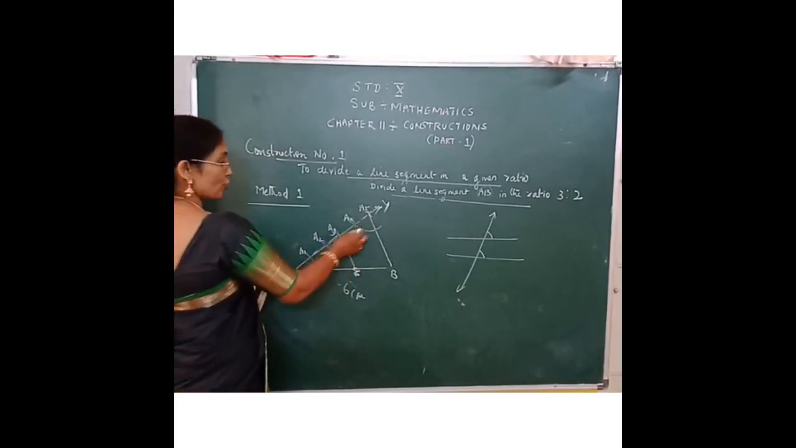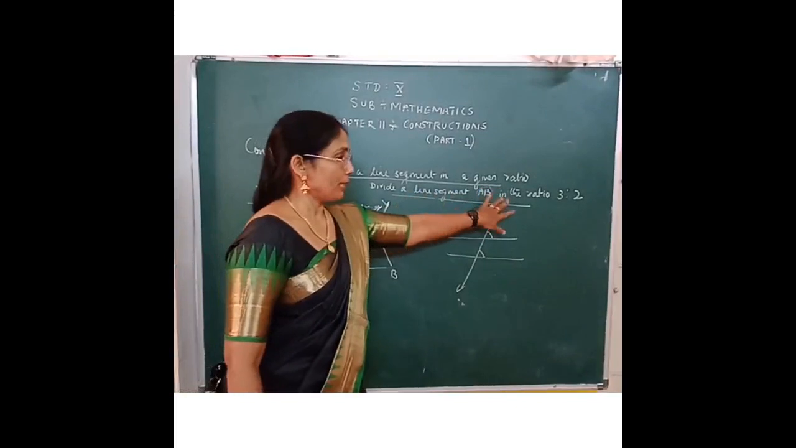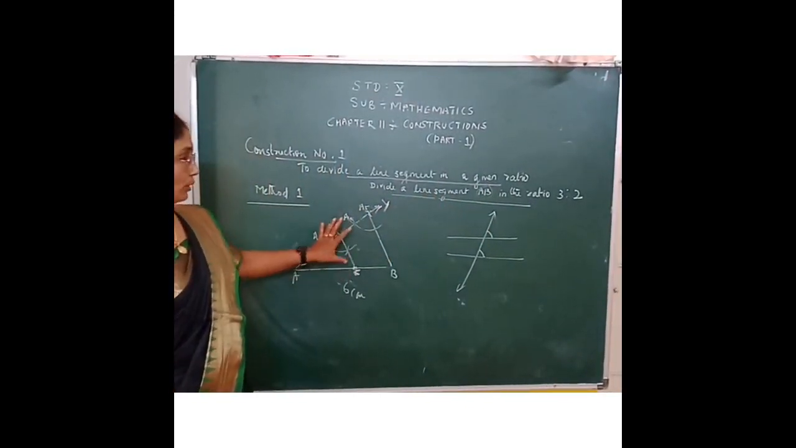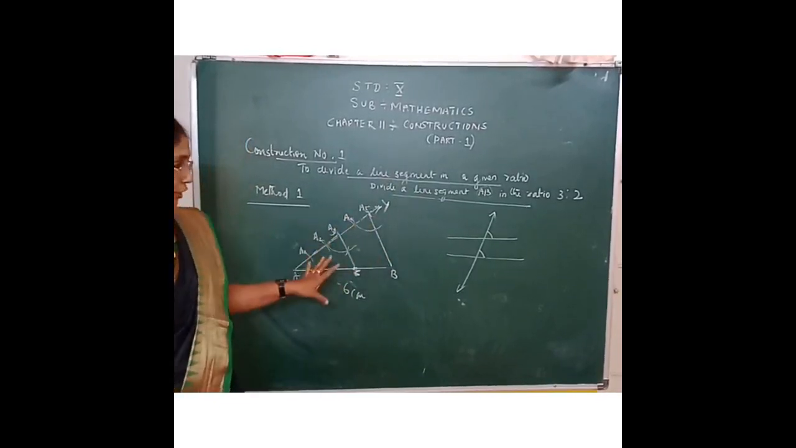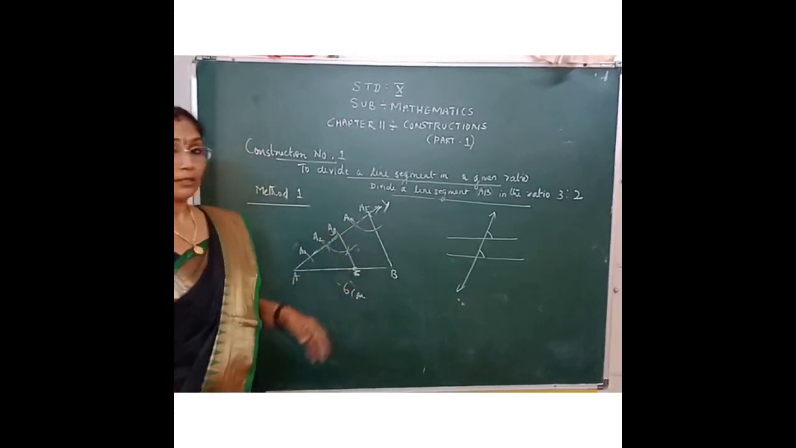Now this construction we can do in another way also. Here we have divided this line segment AB in the ratio 3:2 by one method. Now the same you can do in another method also. Whichever method is convenient for you, that method you can follow. Okay, clear for you?